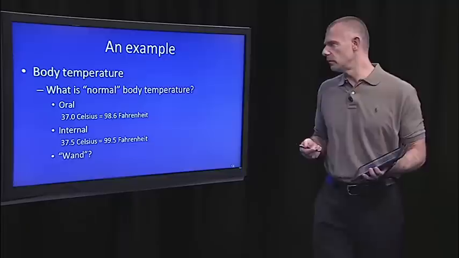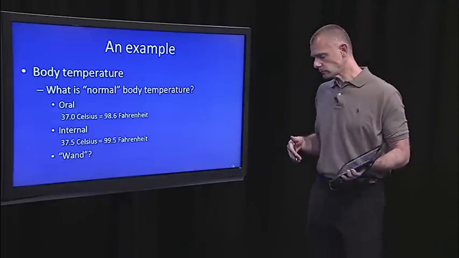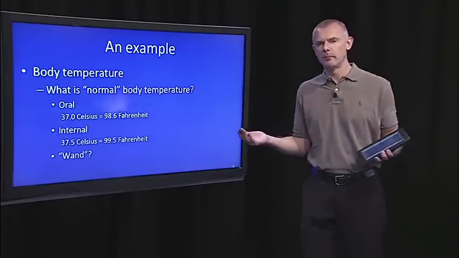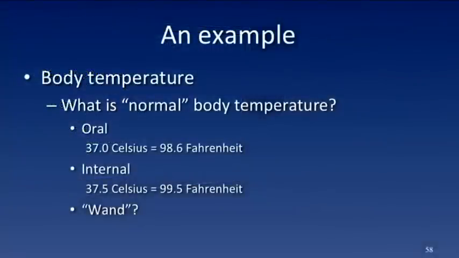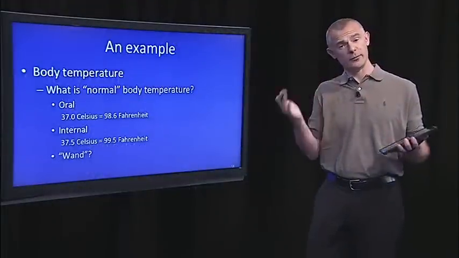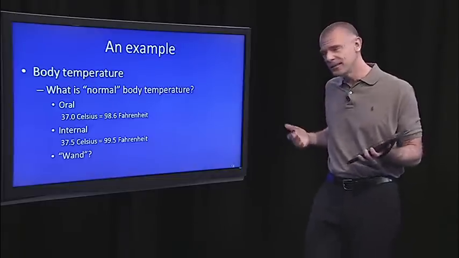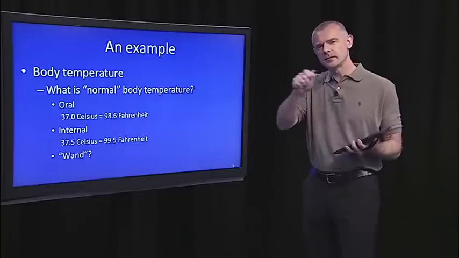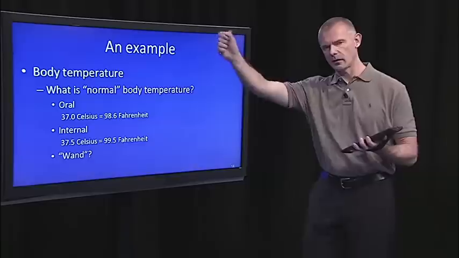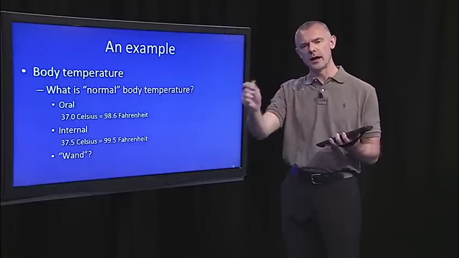So let's go back to the body temperature example. And I could ask you, what's normal body temperature? For those of us who think in Fahrenheit, at least for me, 98.6 pops to mind. If you're used to Celsius, you might say 37 is normal. But that's if you use the oral thermometer. There are a few different ways to get body temperature, right? So there's oral, there's internal. But more recently, there's something that people in the medical field and hospitals refer to as the wand.